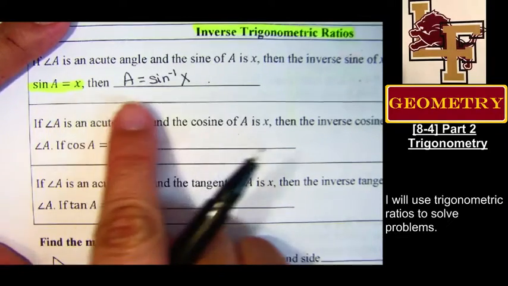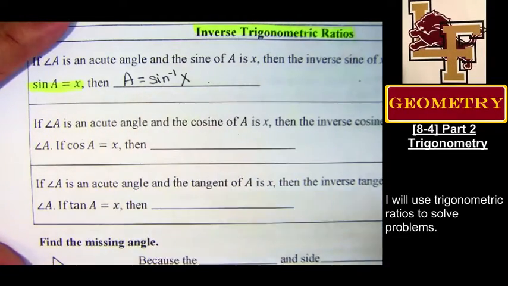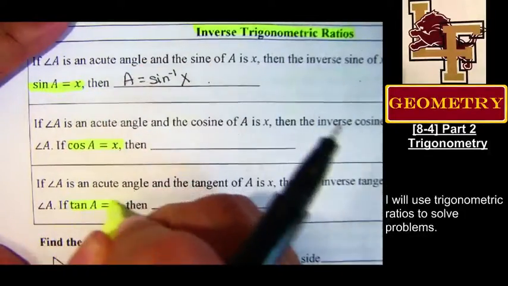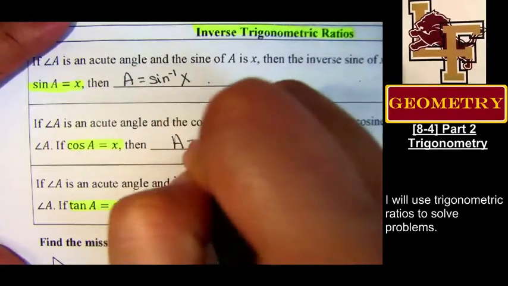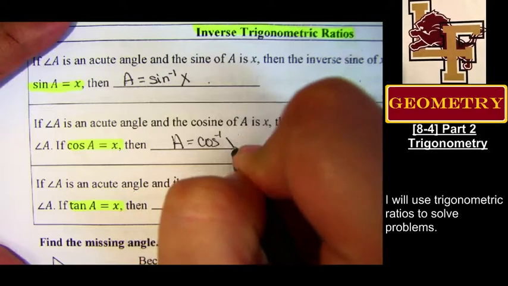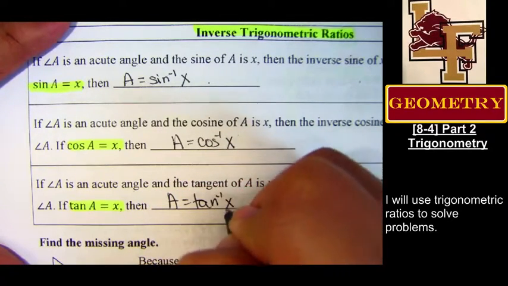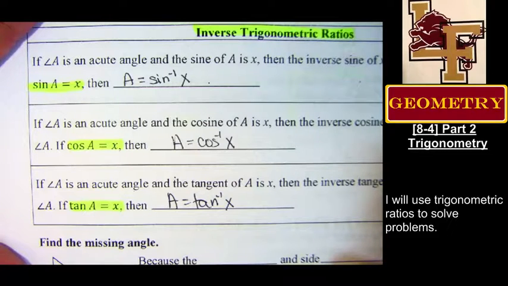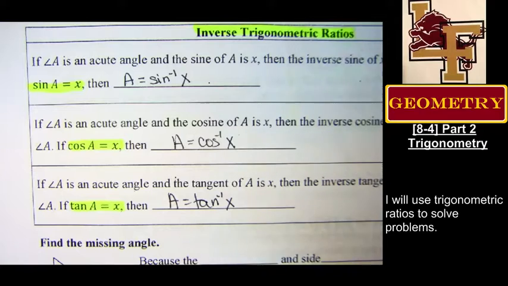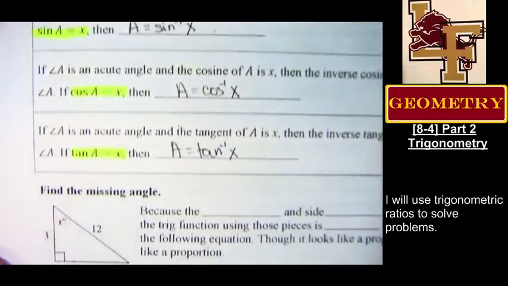Notice the pattern. This pattern is going to hold for cosine and for tangent. In all cases, we can call this sine inverse, cosine inverse, tangent inverse. These are like the arch enemy, the supervillain to our superhero. Okay? All right, let's practice.